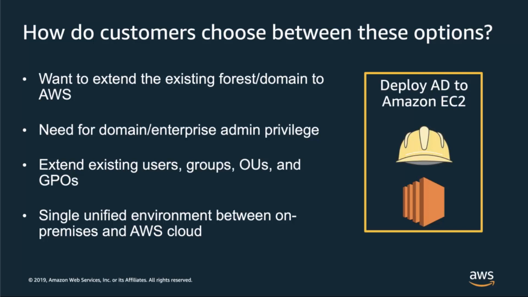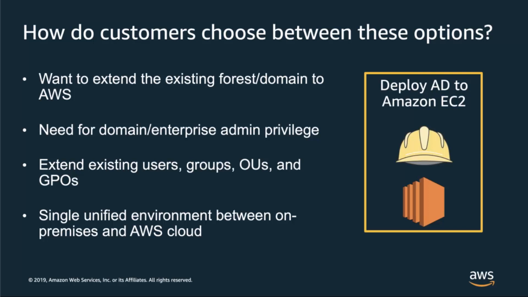The second reason we're hearing is control of the domain and enterprise admin privilege. So when you deploy AWS Managed AD, we give you what's called delegated rights. I'm going to talk more about that in a future slide, but you don't really get the enterprise or domain admin credential. So if there is a need for you to manage the credential, then you have to deploy AD on EC2 yourself. The third reason we hear is you want to use the same users, groups and OUs, and you want to use them in both places. So this is possible if you deploy AD on EC2 because it's the same domain that you're extending.